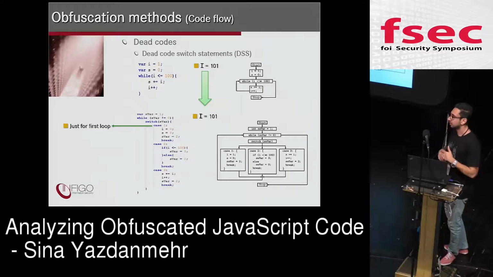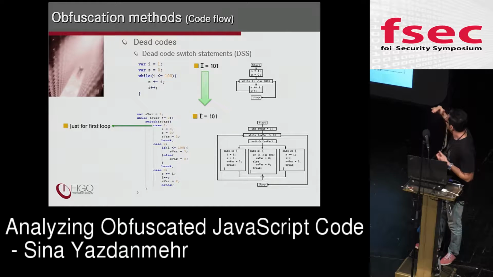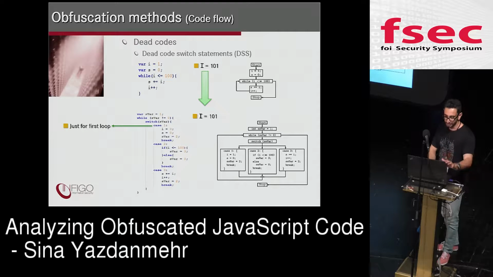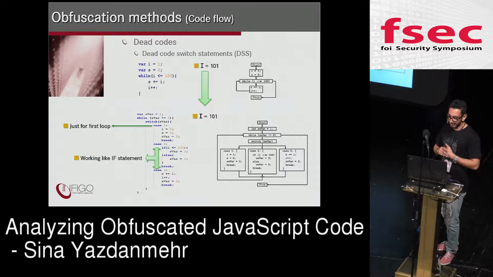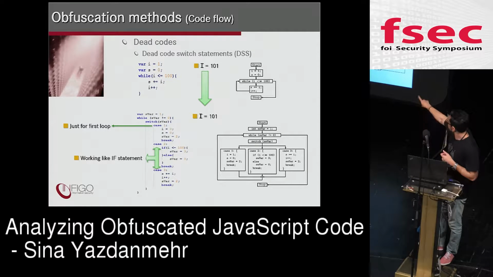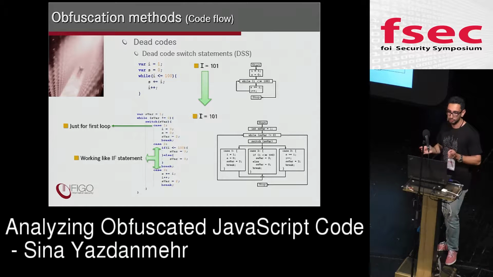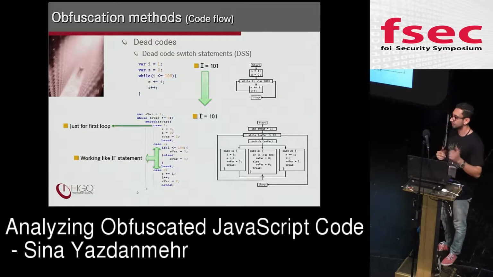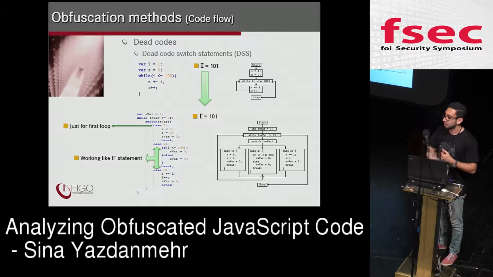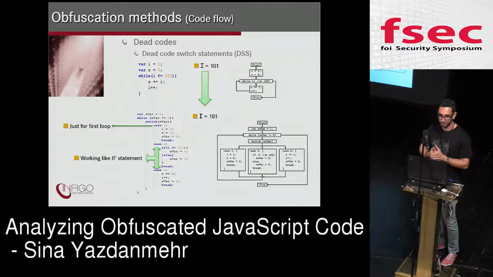Let's analyze it. Case 1 is just executed for the first loop when the svar is equal to 1. After that, in these two cases, if you take a look and read it, it works like an if statement, just extended and using so many variables. So the loop is completely the same as the previous one with other statements.